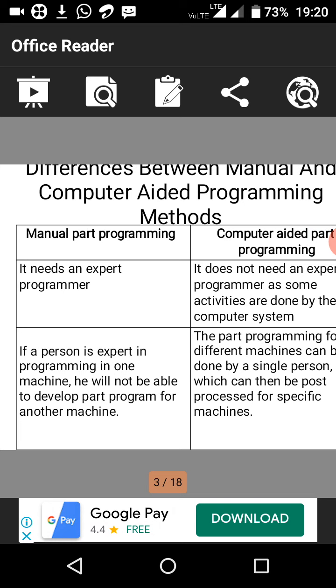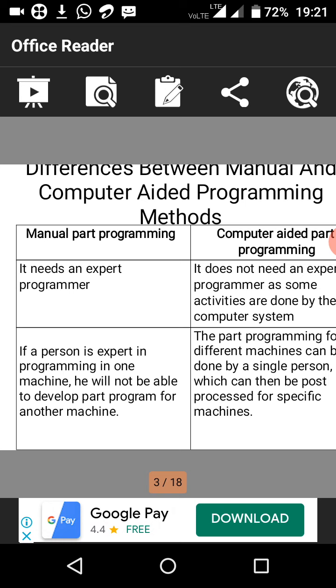Next point, it is to handle repetitive tasks. In manual part programming, the task repeats again and again, and we repeatedly write and check the part program whether it is correct or not, whereas in computer aided part programming, repetitive tasks and calculations are handled quite efficiently. So here the calculations are perfectly taken care of because of the computer.